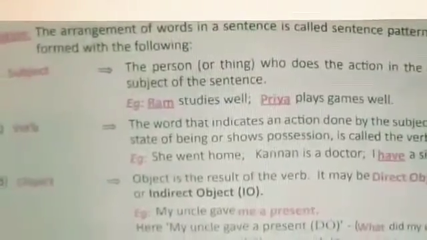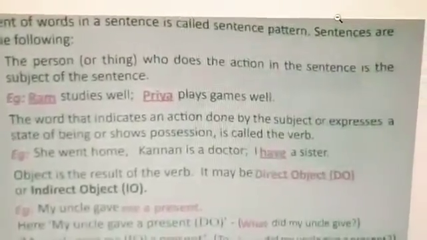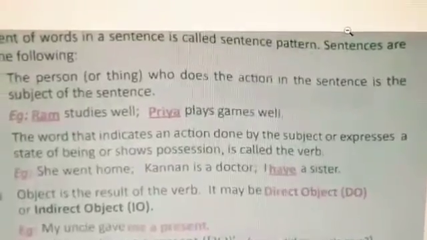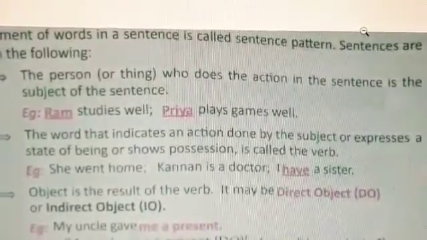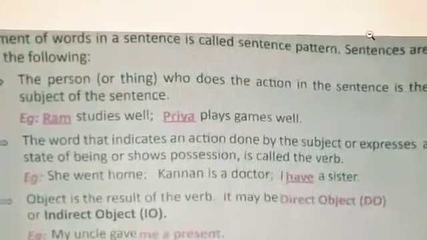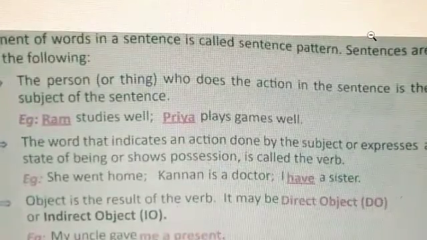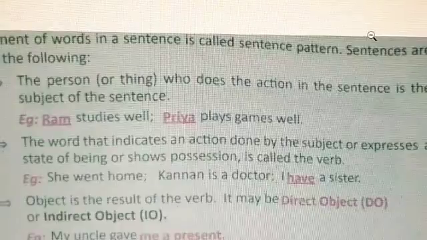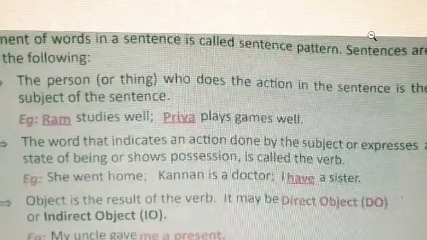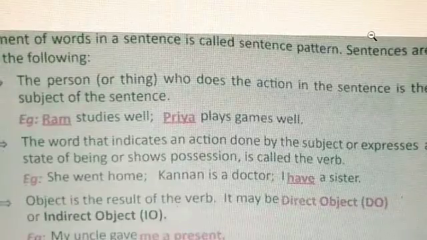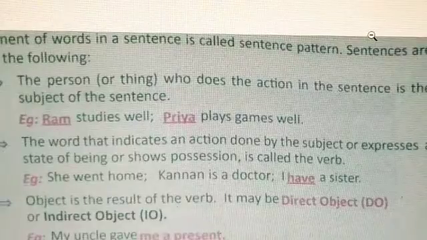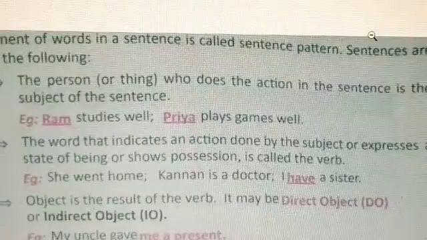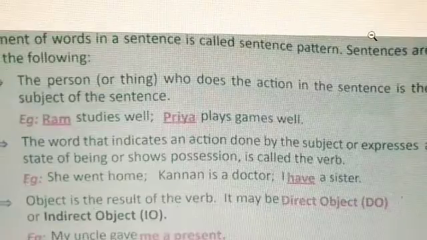Coming to the next component, secondly it is verb. The word that indicates an action done by the subject or expresses a state of being or shows possession is called the verb. So you know it is an action word. For example, she went home, the verb is went. And Kannan is a doctor, is is the be verb. Then I have a sister, have.